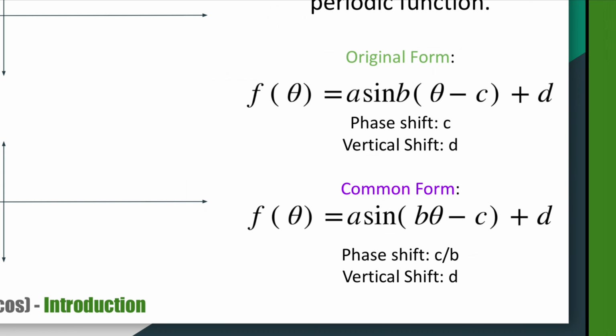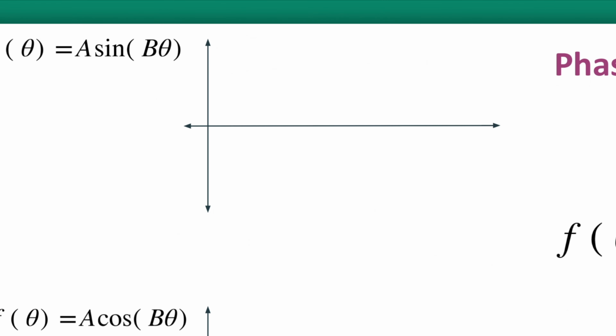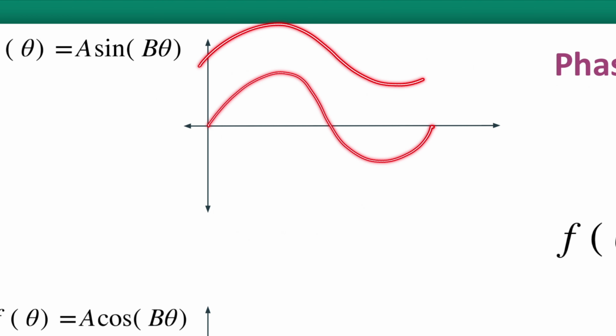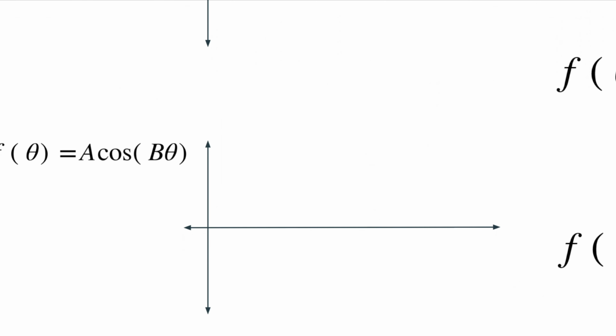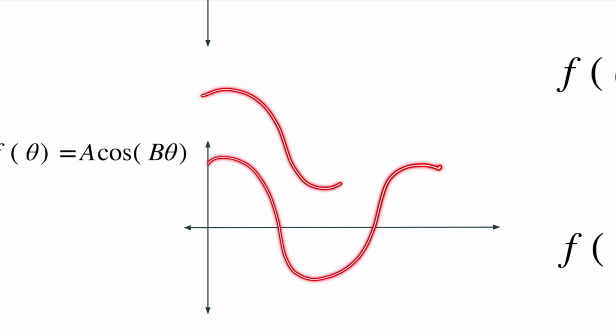Now, what does this look like on an actual graph? If you have a sine function like this, it could then be up here, or it could be down here if we shifted it down. Same thing with cosine, which starts at the amplitude like this. This would have been the original, and it may not even cross the x-axis anymore if we shift it up or down.